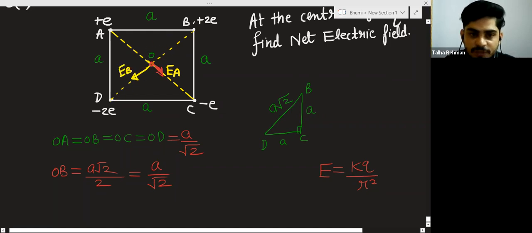And due to this charge, can you tell me the direction of electric field due to this charge at this point? ED, direction of ED.